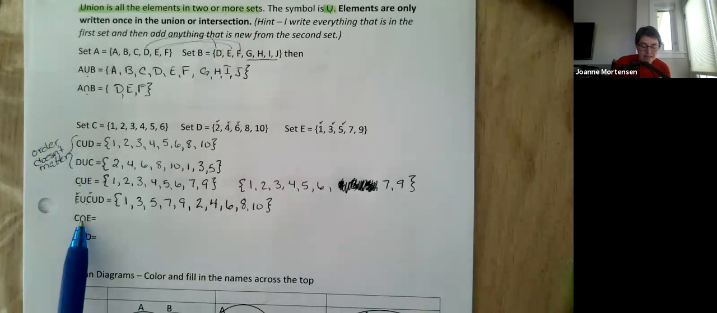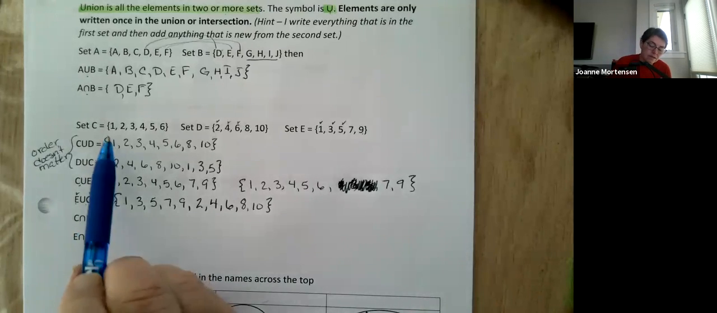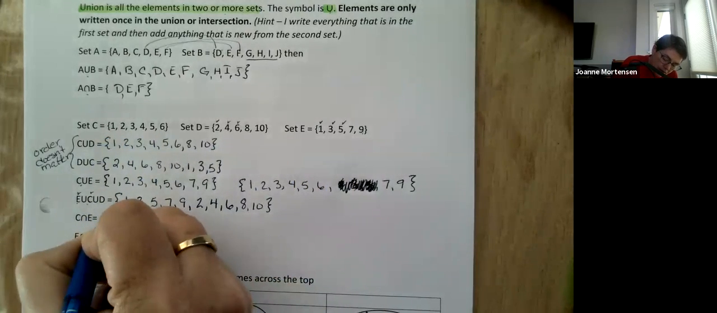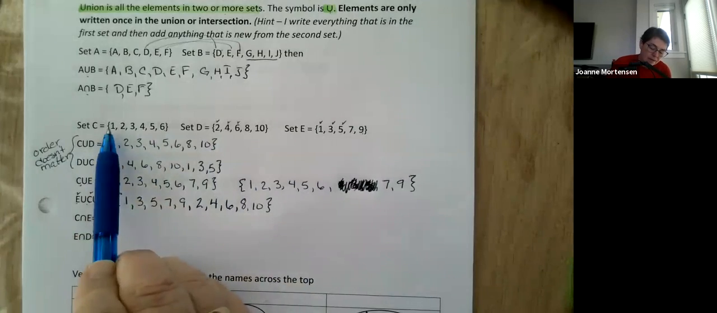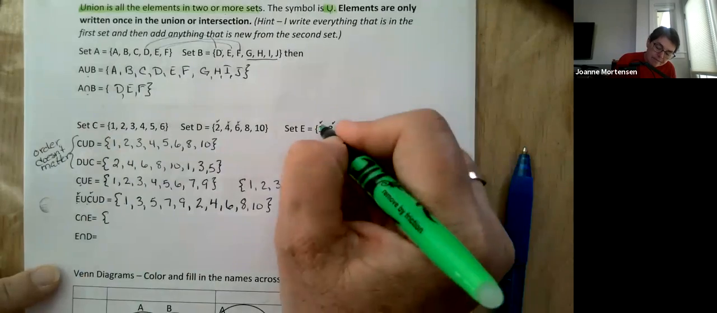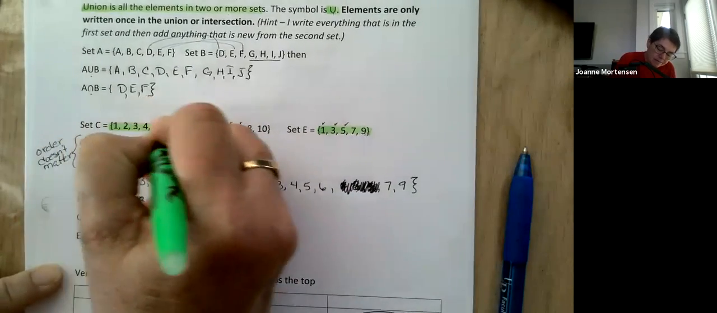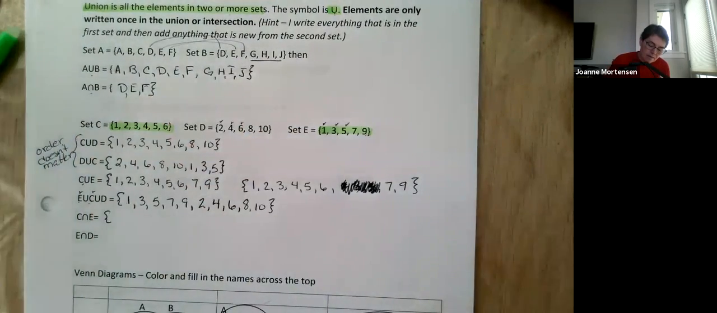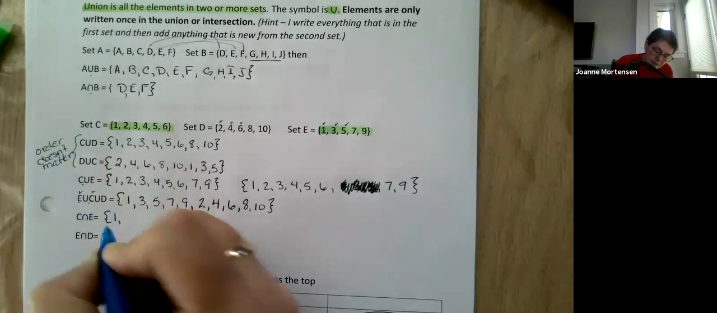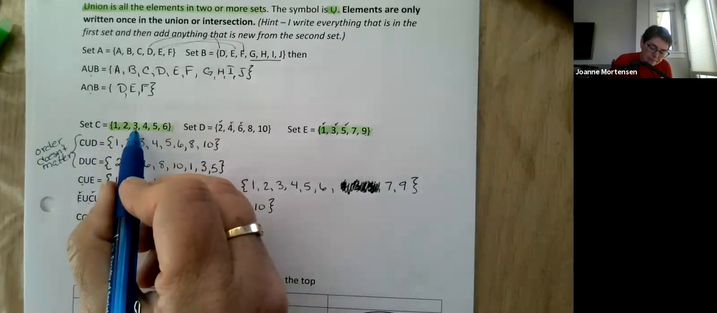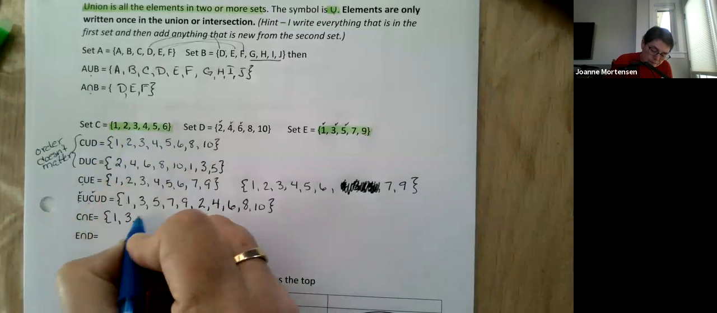Now we're looking at C intersection E. So there's C and there's E. So what do they have in common? This is bugging me. There. I'm just going to look at the two green ones. All right, 1's in both. 2, nope. 3's in both. Yep. 5 is in both. And that's it.